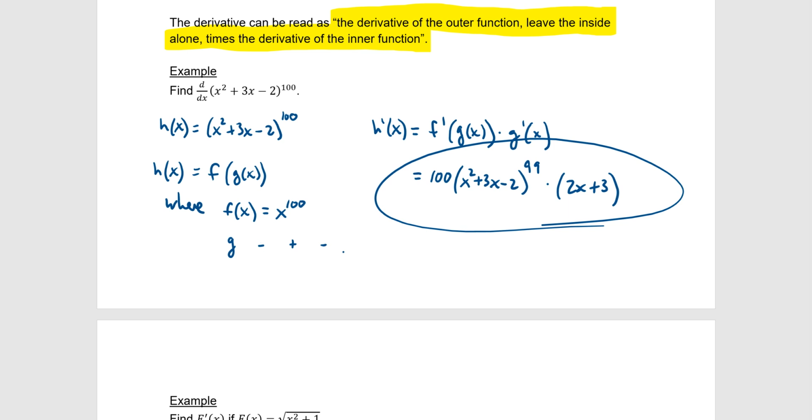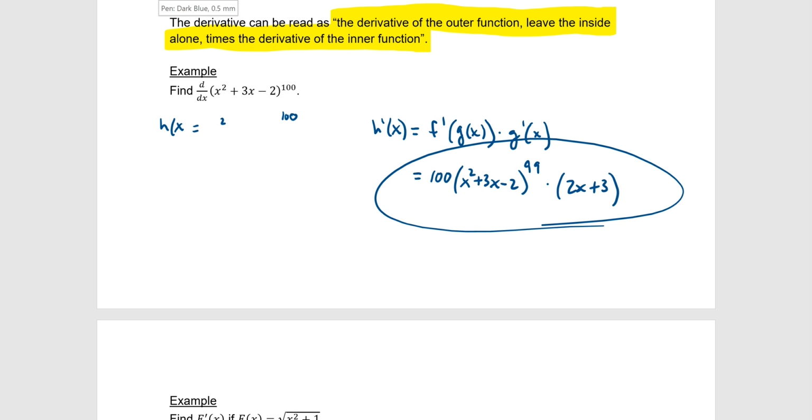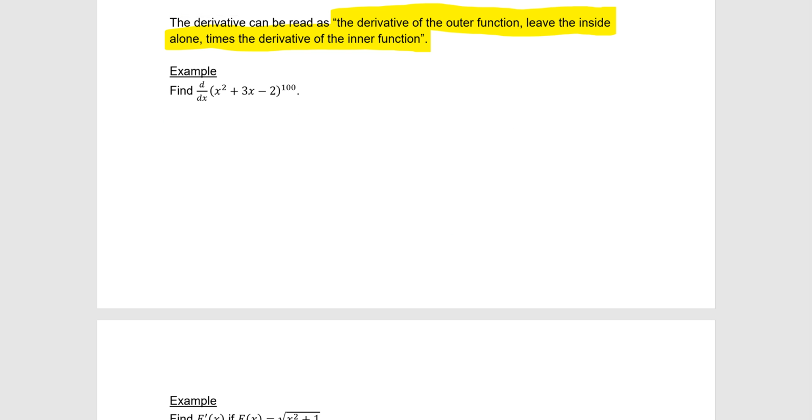I don't like doing it that way. If you like doing it that way, that is completely fine. I'm going to go ahead and do it the way where you read it out loud to yourself. So we recognize it's a function within a function. We recognize that the 100th power is the outside, can be thought of as the outside function. So we need to use the power rule. We bring it out front. We leave the inside alone.